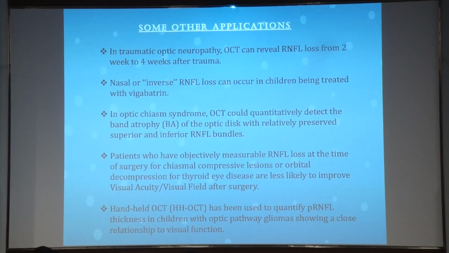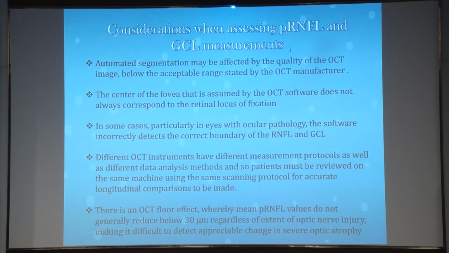Some other applications that have been documented are in traumatic optic neuropathy, where we can see the RNFL loss from 2 weeks to 4 weeks from trauma. A nasal or inverse RNFL loss has been seen in patients on vigabatrin. In optic chiasm syndromes and patients with thyroid eye disease, where there is chiasmal compression or orbital decompression is needed in the future, if we see that RNFL loss has already occurred at the time of surgery, we can say for sure that the visual recovery may not be adequate in the future.